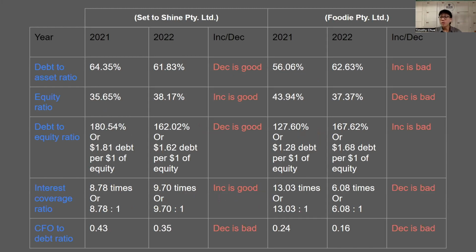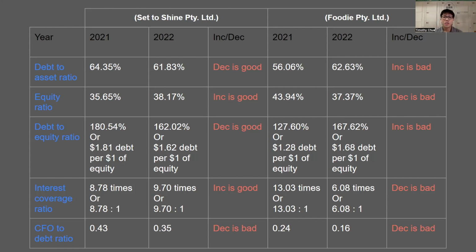So just to go over it real quick, the debt to equity ratio measures the level of debt financing compared to the owner's funds. The debt to assets ratio indicates how many dollars of liabilities exist per dollar of assets. The equity ratio indicates how many dollars of equity per dollar of assets. The interest coverage ratio measures the number of times earnings before interest and tax can cover interest expense. And the CFO to debt coverage ratio shows how much cash flows from operating activities can cover debt for the business.